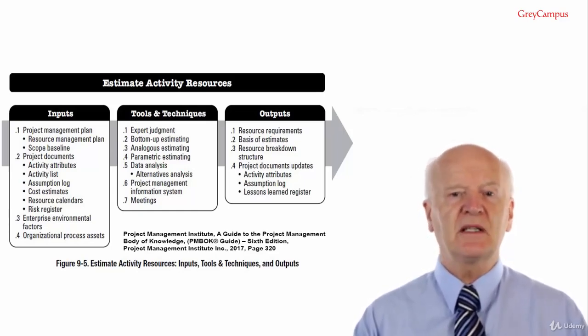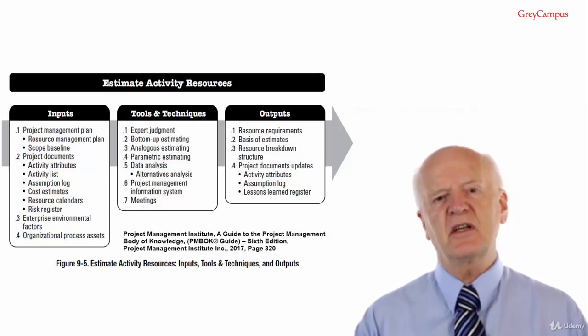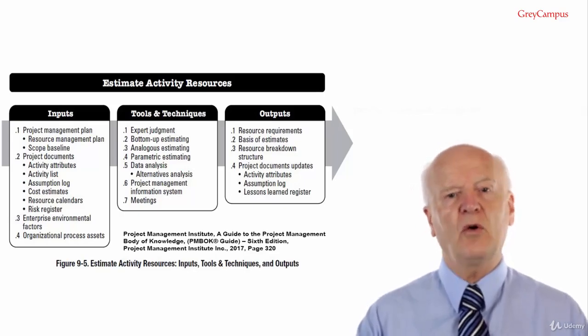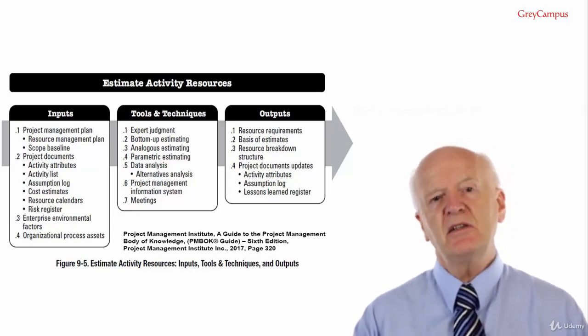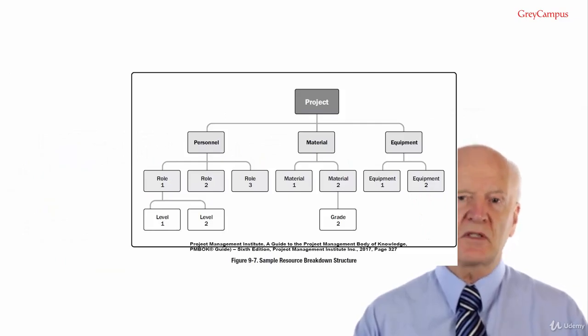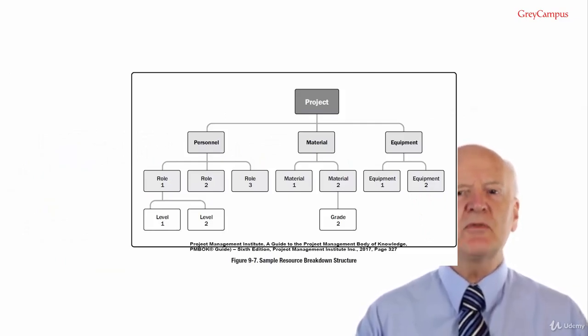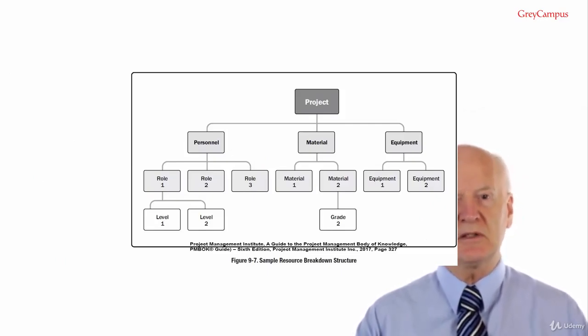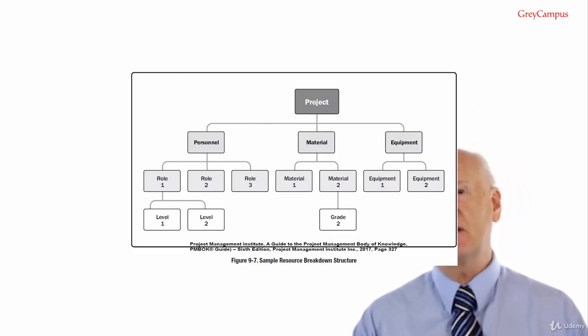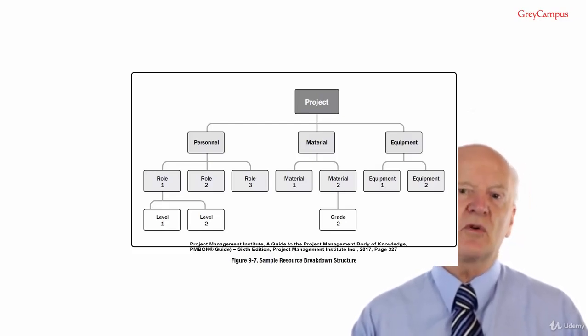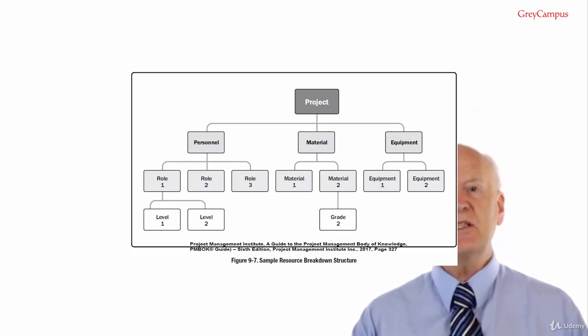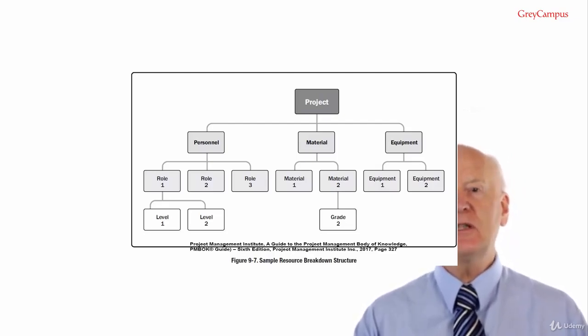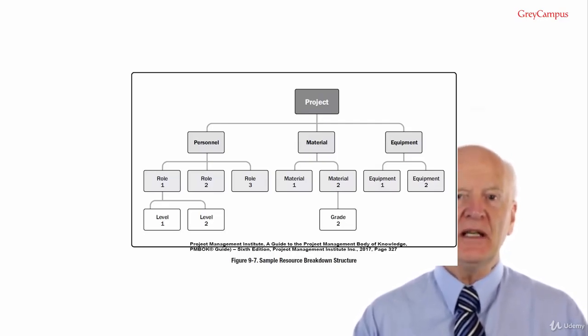Output number 3, resource breakdown structure. The resource breakdown structure is a hierarchical representation of resources by category and type. See figure 9.7, for example. That's from the PMBOK guide. Examples of resource categories include labour, material, equipment and supplies. Resource types may include the skill level, grade level, required certifications or other information as appropriate to the project. In Plan Resource Management, the resource breakdown structure was used to guide the categorization for the project. In this process, it is a completed document that will be used to acquire and monitor resources.